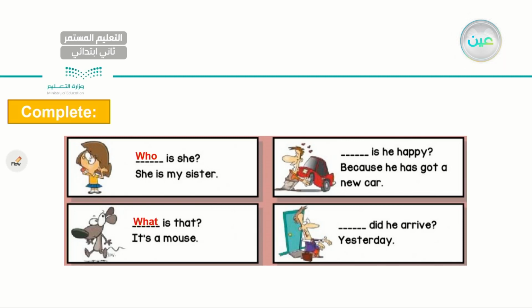Next one. Because he has got a new car. So here we give a reason. Very good. So most probably we'll be using the question why. Why is he happy? Because he has got a new car. We gave a reason. Next one. Yesterday. So here I have a time, right? So to ask about a time, when did he arrive? When did he arrive? Yesterday. Very good, my dear student.